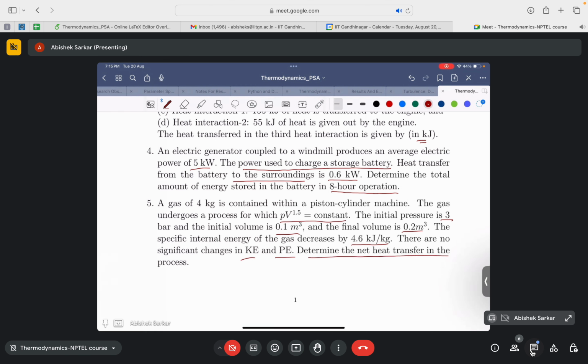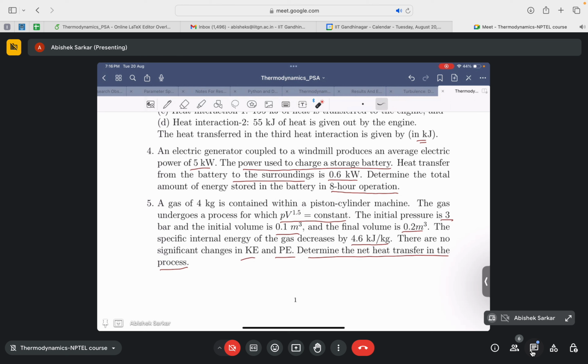I feel it's again a very simple question. As I already told you, there is a usual pattern of questions while we're studying the work interactions and the first law. The initial pressure, the initial volume, as well as the final volume are given, so the unknown is the final pressure. From this relation, you can find the final pressure. And we know that for any polytropic process, because here the value of n is not 1 or 1.4, so no specific values of n like 0 or infinity.